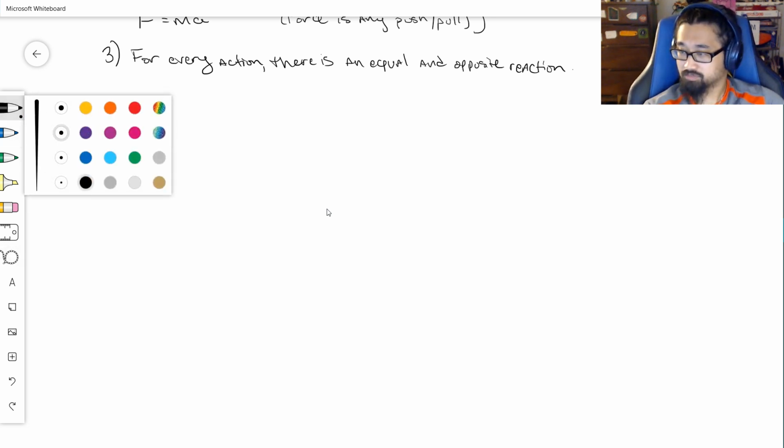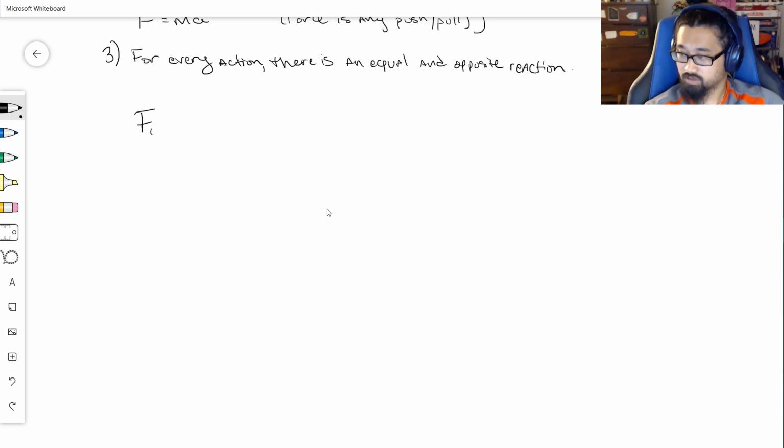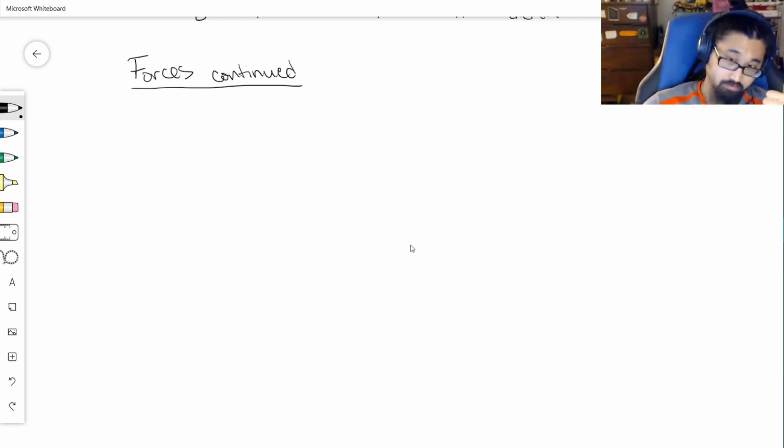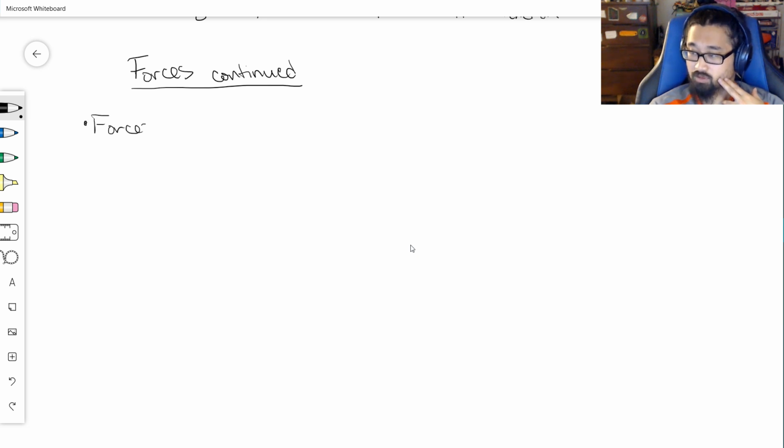Now, let's call this forces, continued. There are three-ish big time forces that we'll talk about, and then there will be other leftover forces that we'll talk about later too. But our big types of forces, the biggest force, the easiest force to label onto an object.